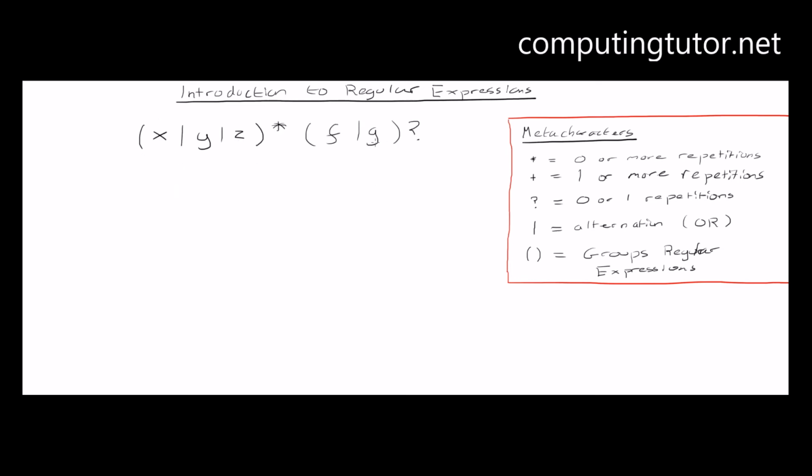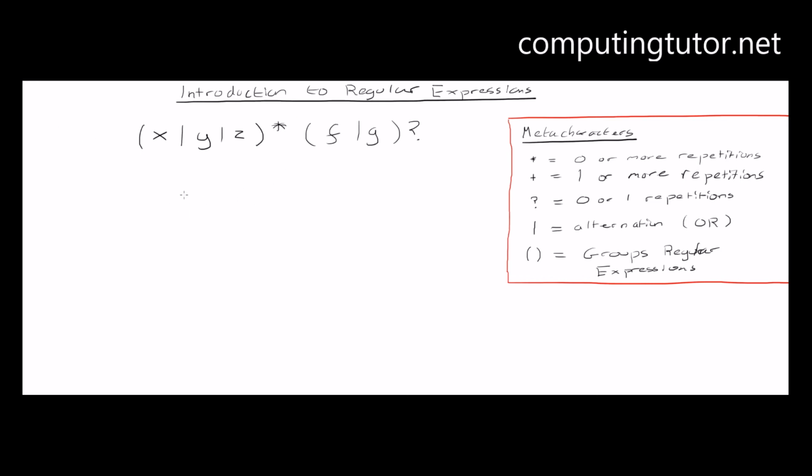Okay, so here's a regular expression, and this is another example, and for the first part of the regular expression here, I am allowed 0 or more repetitions of x, y, or z. And for the second part of the regular expression here, I'm allowed 0 or 1 repetitions of f or g. So let's have a look at what some strings that this regular expression would accept then.